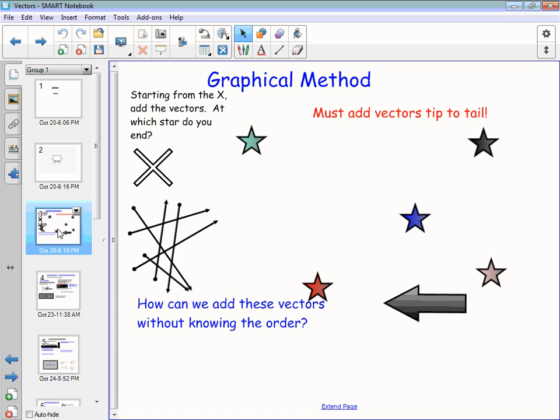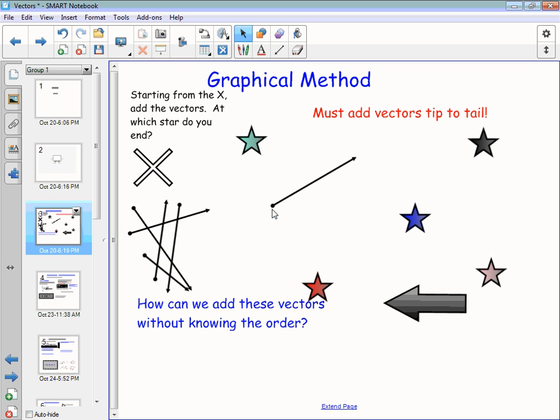Okay. So starting from the X, and we can see what the big old X is, add the vectors. And which star are you going to end up at? So notice in red it says must add vectors tip to tail. So if I take this guy here you can see that over, for recording purposes, let me go back over here. This guy right here is the tip, and this is the tail. Yes? Okay. I heard 2 people respond yes.